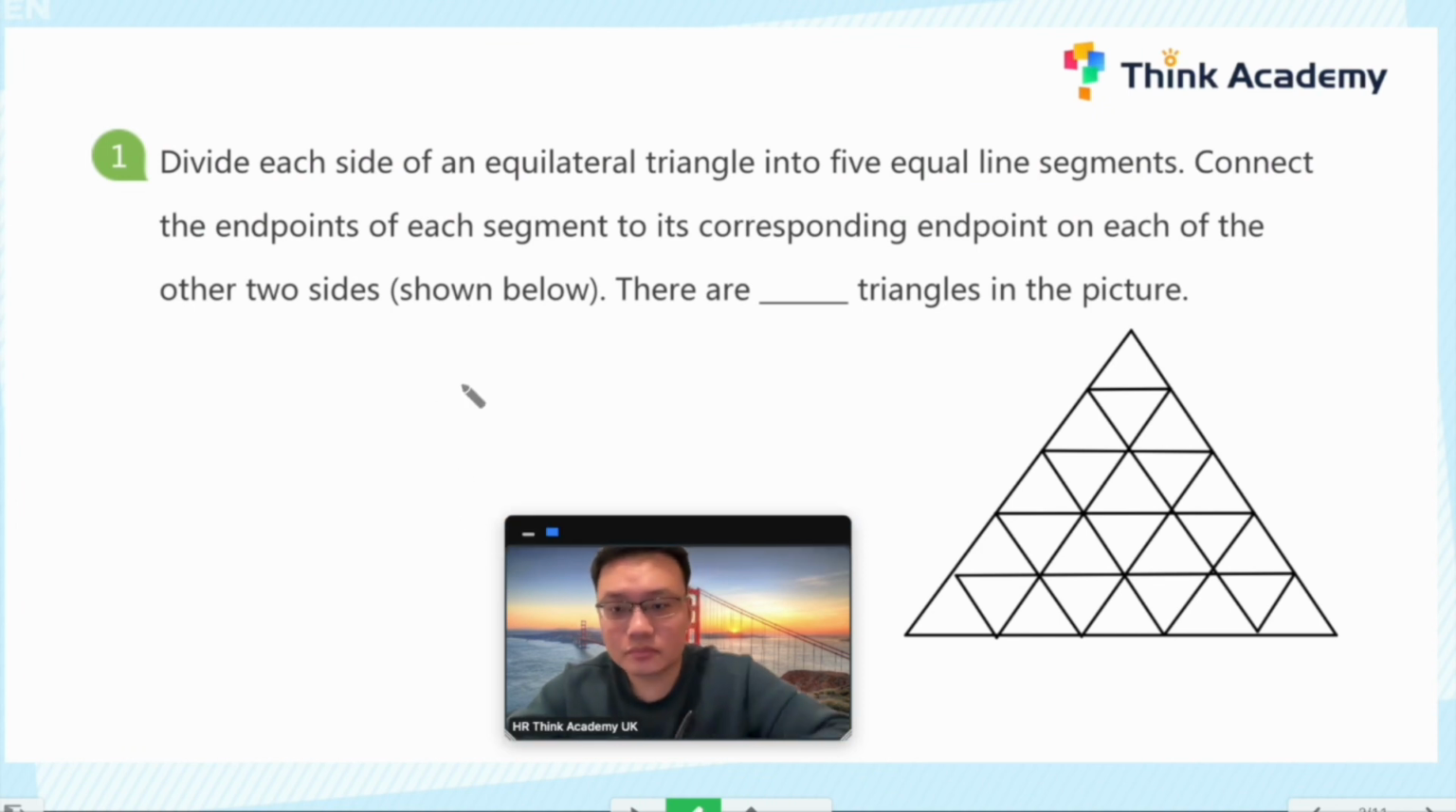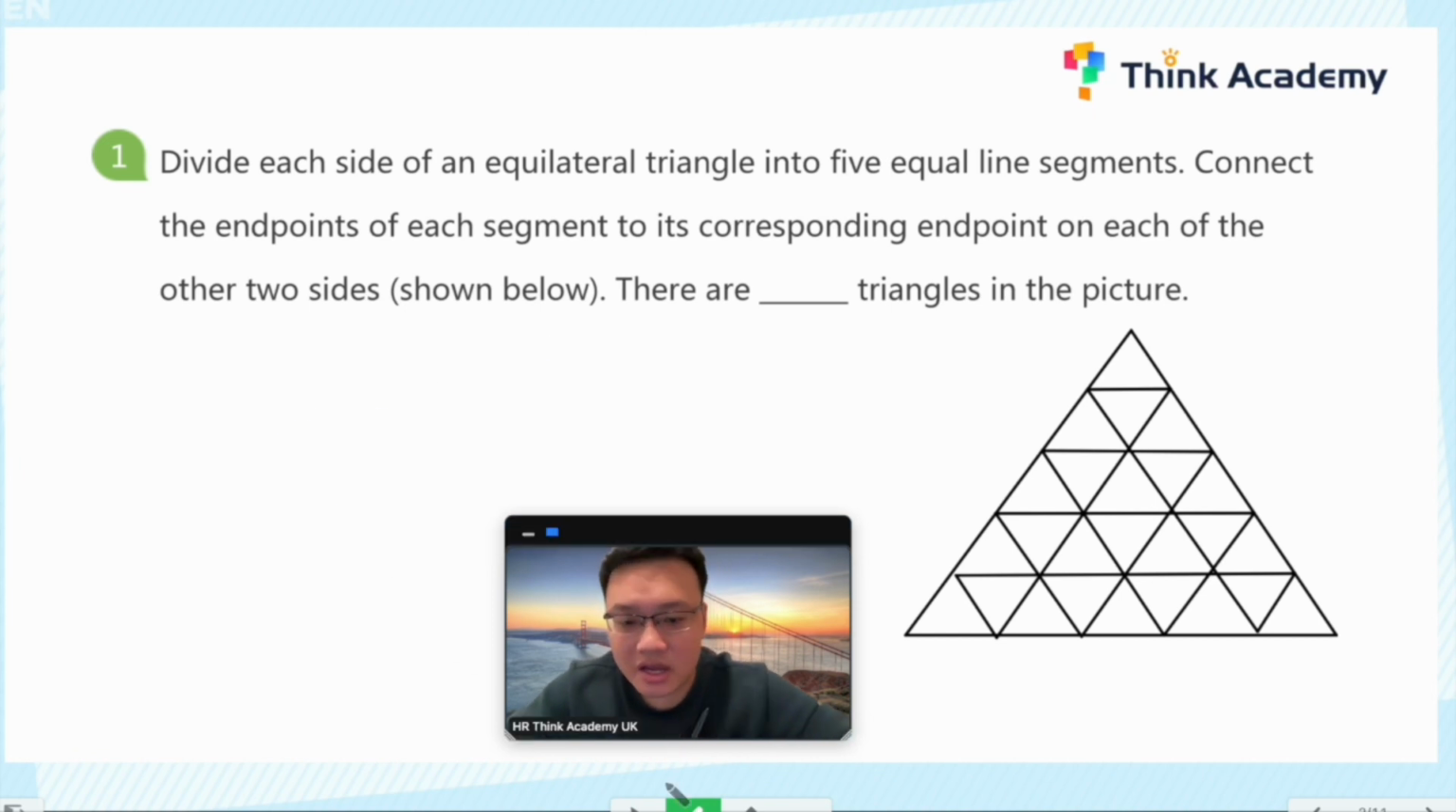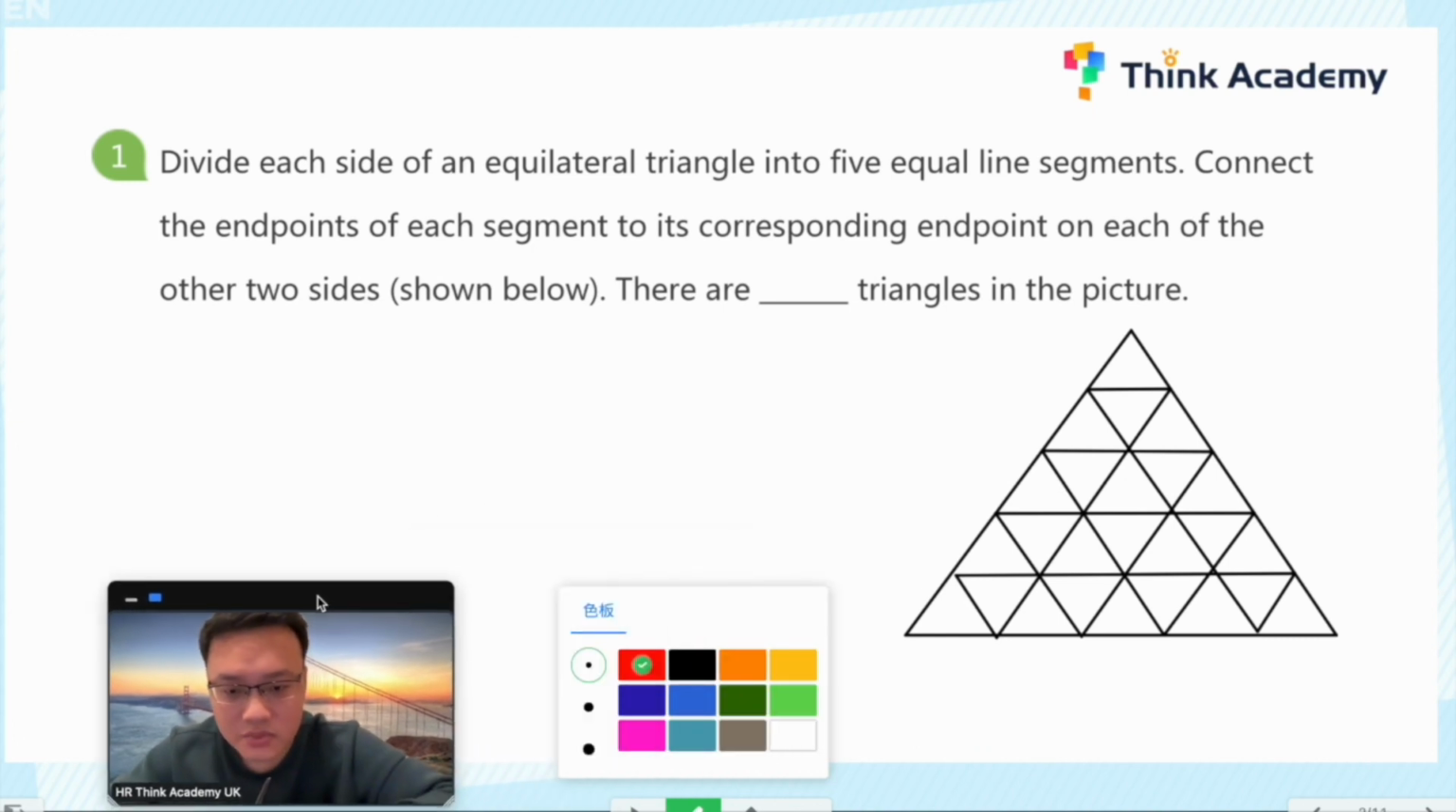Okay, first question. If you divide each side of an equilateral triangle into 5 equal line segments, and connect the end point of each segment to its corresponding end point at each of the other two sides, like this, there are how many triangles in the picture? For this kind of question, we are going to count from the smallest one to the larger one.